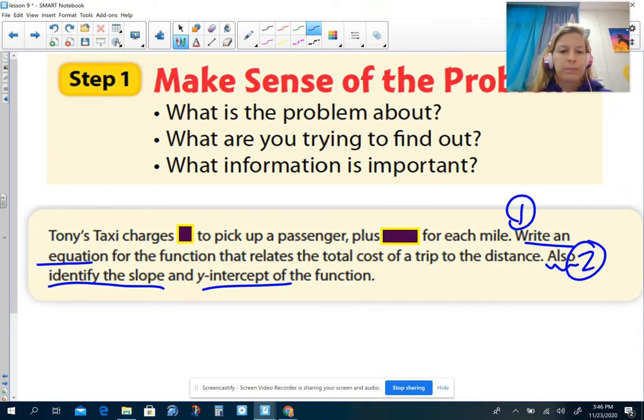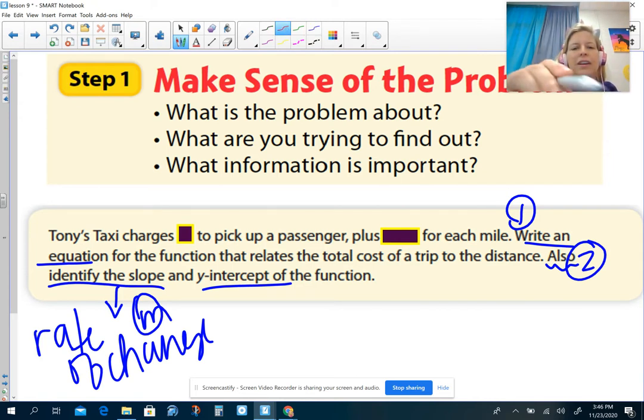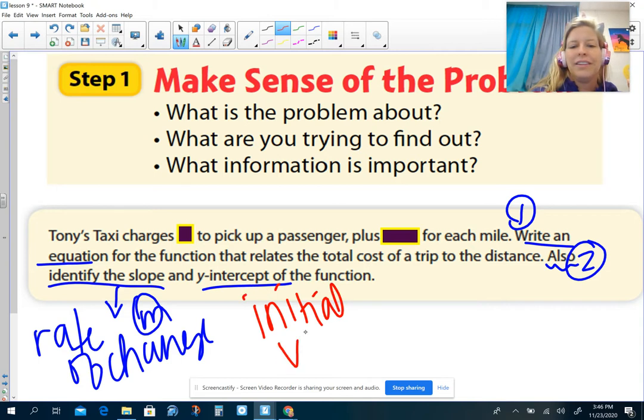So remember, in day 1, we talked about that the slope meant a different word that we learned in lesson 7. Yeah, that meant rate of change. That's also what's going to be multiplying. It's also going to be our m. And our y-intercept, that's where it goes through the y. We also called that the initial value, didn't we? Yep, the initial value. So when x is 0, we have a y.